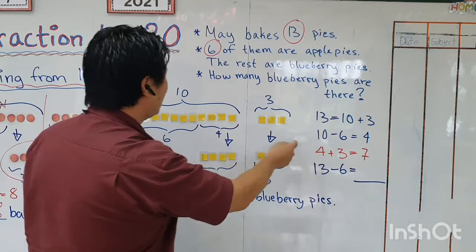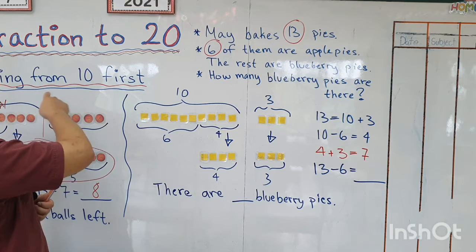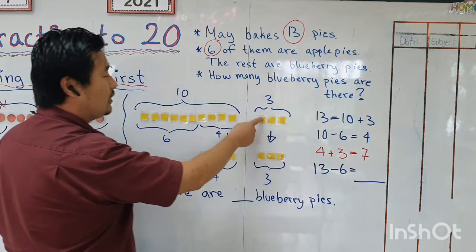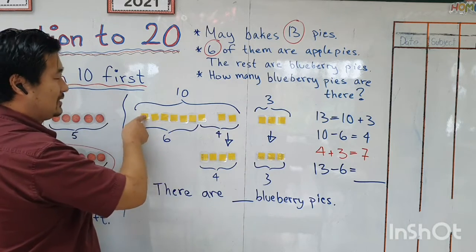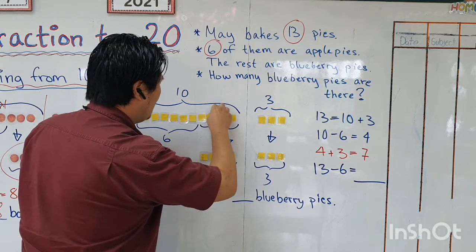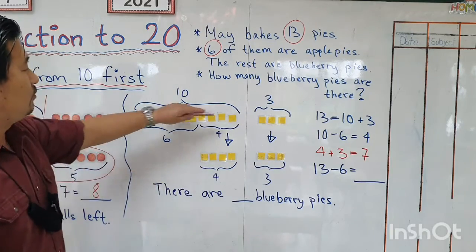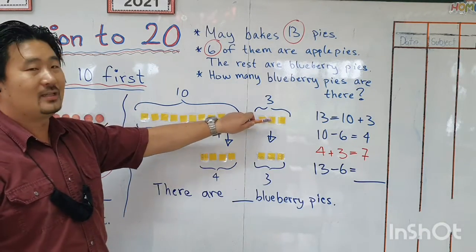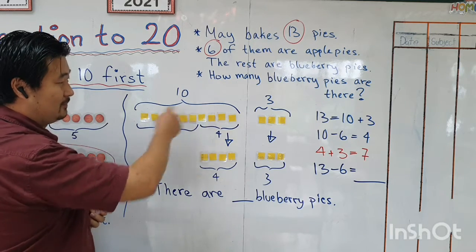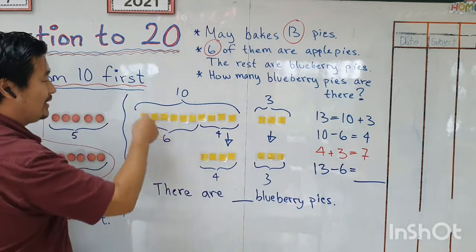So let's start with the 10, because that's what today's video clip is about: subtracting from 10 first. So here we have 10, here we have 3. 1 ten, 3 ones. So we're going to start to deduct from the tens. We deduct 6. 10 minus 6.